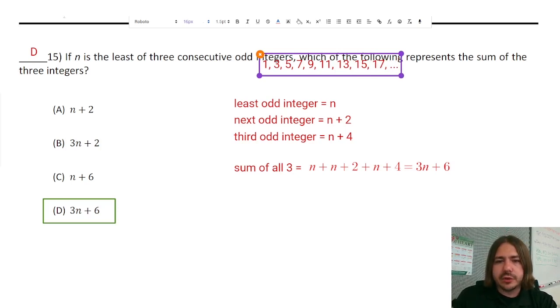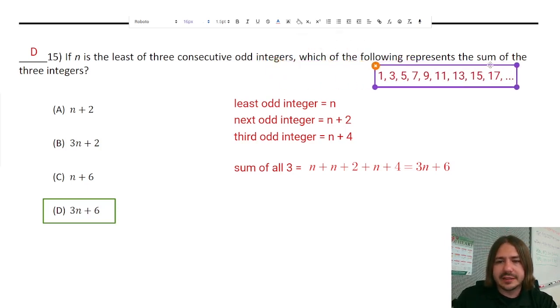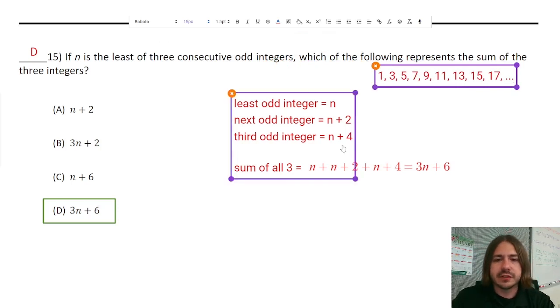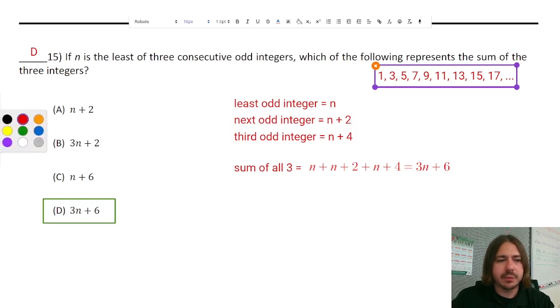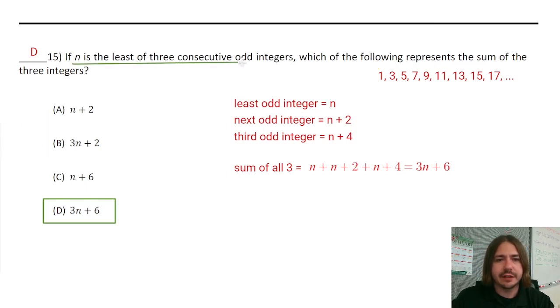And so notice here that each number in this list is 2 more than the previous number. So if the smallest odd integer, the least odd integer, is n, and that part is given in the problem here, it says if n is the least of the 3 consecutive odd integers, then the next odd integer would be n plus 2. Notice here, to get to the next number, you got to add 2. For the third consecutive odd integer, you'd have to add 4. For instance, if 3 was the smallest, 3 plus 2 is 5, 3 plus 4 is 7. The next odd integer would be n plus 4.